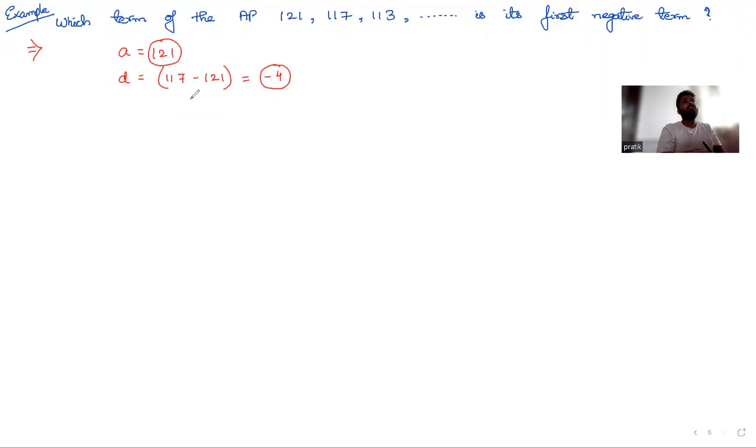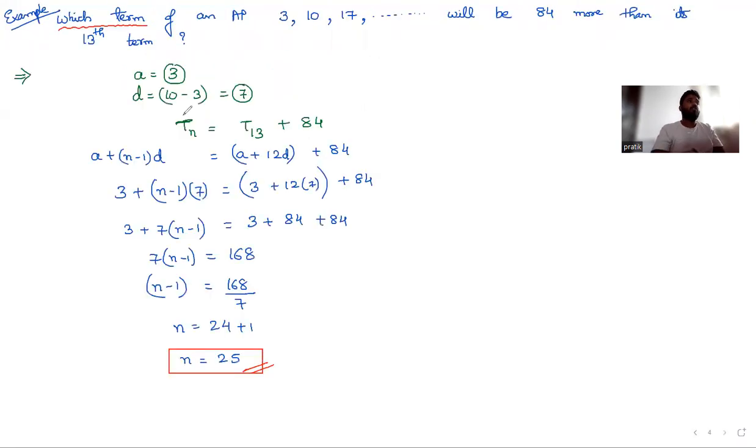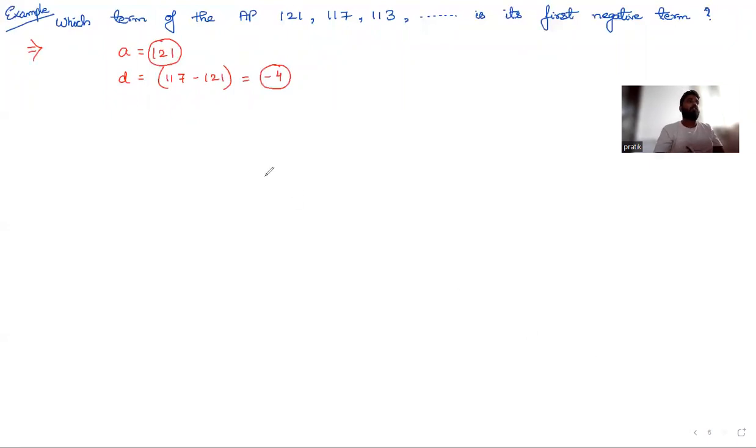Now, when it keeps decreasing, definitely there will be a negative term where it will reach the negative integers as well. So we want to know where the first negative term is. Or what is that first, which term of the AP is nothing but the first negative term? So again, just like your previous question, it is which term, you have to find the value of n. So that n value, we need to figure out.